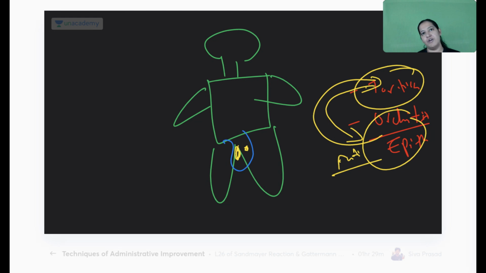The patient is in front of you. What will you do, how will you make the diagnosis, whether it is torsion or orchitis? Treatment is different now. Torsion is surgical treatment. Orchitis is medical treatment, antibiotics.